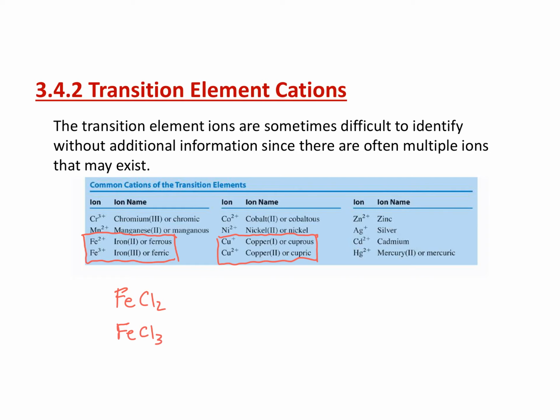That's a problem because they have different formulas. It depends on whether I am using iron 2 plus or iron 3 plus, because depending on the form of iron, that changes how many chlorines I need to react with to form a neutral compound. So we need to change the way we name transition metals to indicate what charge we are working with, because that will certainly change the formula.